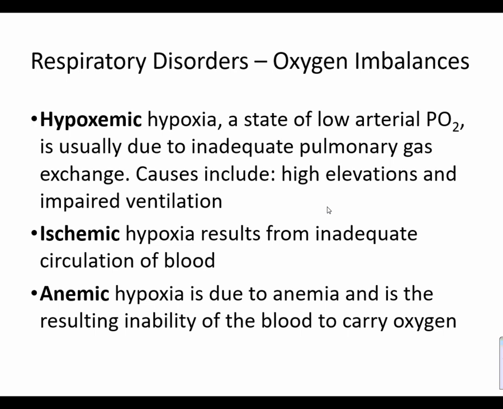Ischemic hypoxia, the word ischemia is a term that describes poor circulation. So you can become hypoxic because of ischemia, inadequate circulation of blood. And then anemic hypoxia is what we talked about previously. Remember, anemia was due to certain things. The most common was iron deficient anemia. Anemic was where you were low in ability to carry oxygen, and so being anemic is definitely going to be associated with hypoxia. So anybody that's anemic is probably going to have at least a mild form of anemic hypoxia.